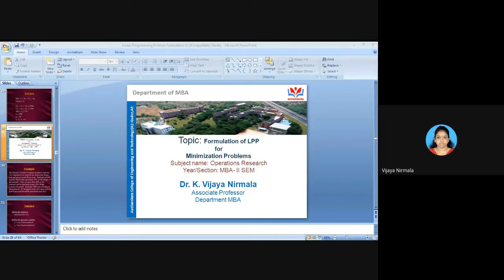Today, I'm going to discuss the formulation of LPP for minimization problems. This topic is for MBA first year, second semester students in the operations research subject. In the previous sessions, we have discussed how to formulate LPP in the case of maximization problems. Today I am going to discuss how to frame the formulation of LPP in minimization problems. So let us see how to formulate.